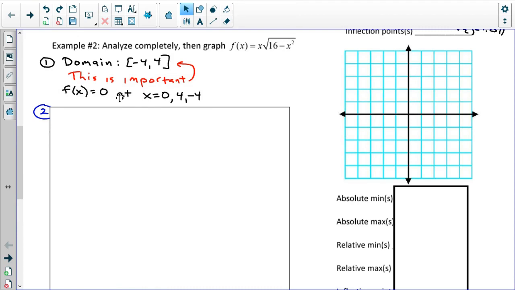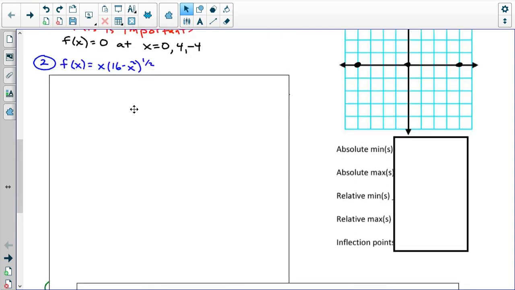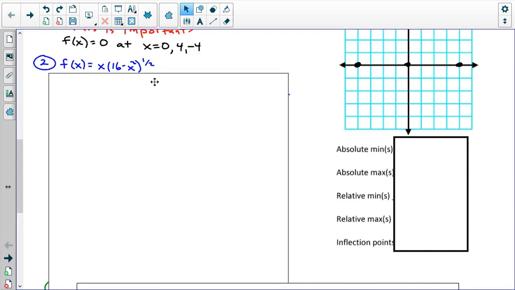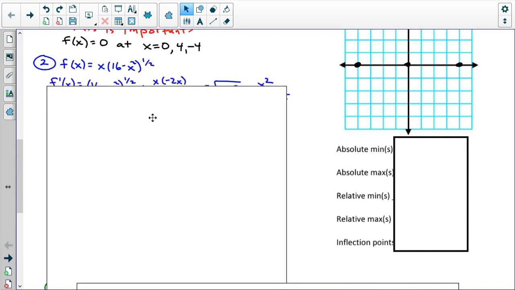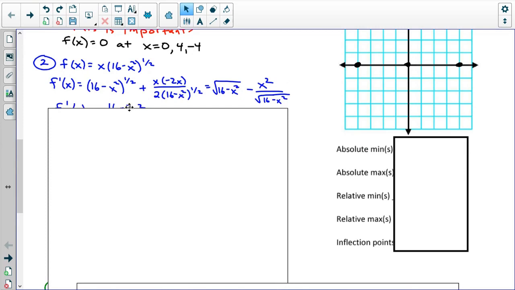Notice also that f of x equals 0 at 0, 4, and -4. So I can take 0, 4, and -4 and plot those points on the graph pretty quickly. I just sub in values that are going to make that equal to 0, and I figure that out right away. Now, if I take a look at the derivative, I'm going to rewrite f of x just to make taking the derivative easier. So I do the product rule, and then there's a chain rule with this part, the 16 minus x squared to the 1/2.